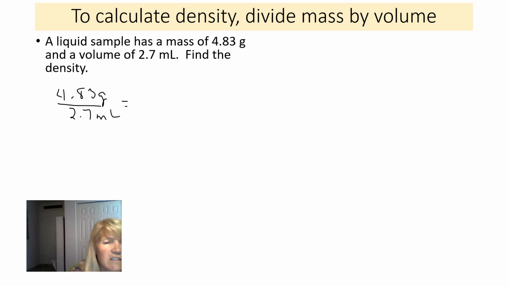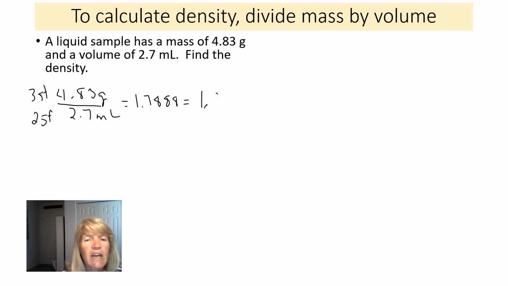and I get 1.7888, continuing, but we have to consider significant figures. How many significant figures? Well, the numerator has 3 significant figures. The denominator has 2 significant figures. So we can only keep 2. We can keep the 1 and the 7. So we're going to make that 1.8. And the units are grams per milliliter. Notice significant figures and units, you always want to apply those in every problem.